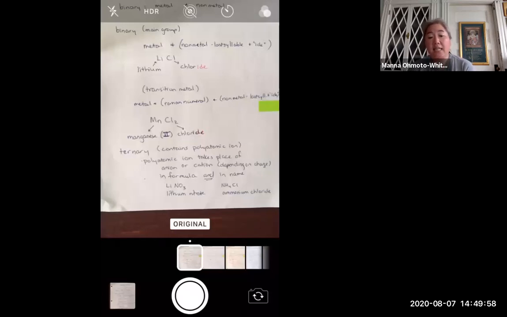If it takes the place of the nonmetal, I just simply name the metal and the name of the polyatomic ion. If it is taking the place of the metal, then I just name the polyatomic ion and I name the rest of the compound as if it is. So this is lithium, the name of the metal, plus nitrate, the name of the polyatomic ion, and this is ammonium, and this is the name of the chloride.